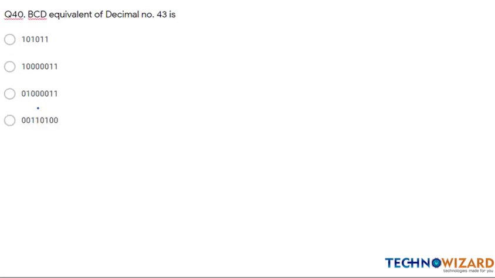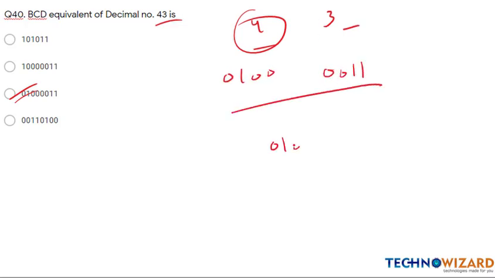Next, you have to find the BCD equivalent of decimal number 43. In the answer key, I have given the wrong answer. Okay, so the answer will be 0100 0011. For the BCD equivalent of 43, separate out the digits 4 and 3. In BCD 4 can be written as 0100 and 3 can be written as 0011. Therefore the answer will be 0100 0011.